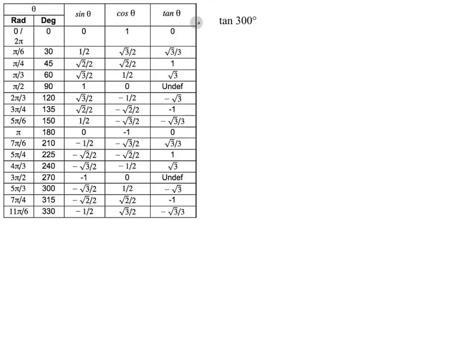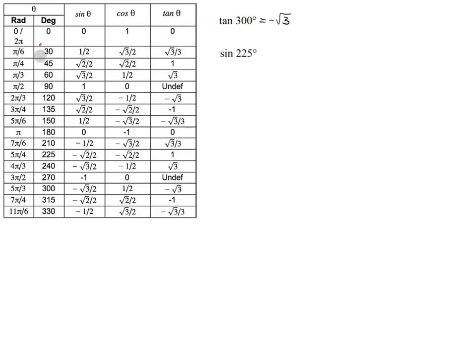So let's do this. What if I wanted to know the tangent of 300 degrees, the exact value? Well, we're talking about degrees, so we go down to 300, and then we want to find the tangent column. So kind of where those two intersect. The tangent of 300 degrees is negative square root of 3. And that's it. There's our answer.